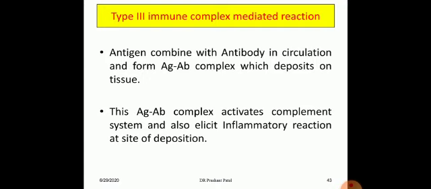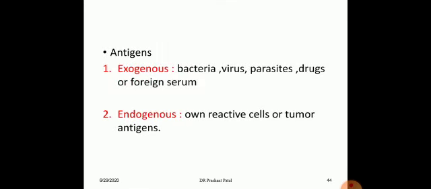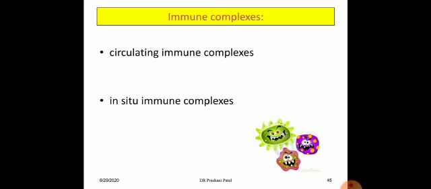Type 3 hypersensitivity reaction. Here antigen combines with antibody in circulation and forms antigen antibody complexes which deposit on the tissue. These complexes activate the complement system and also elicit an inflammatory reaction where they deposit. The antigens are either exogenous or endogenous. Exogenous antigens include bacteria, virus, parasite, drugs, and foreign serum. Endogenous includes own reactive cells or tumor antigens. Immune complexes may be circulating immune complexes or in situ immune complexes.